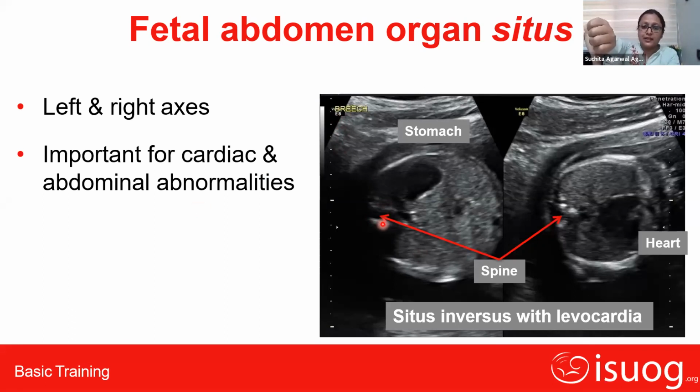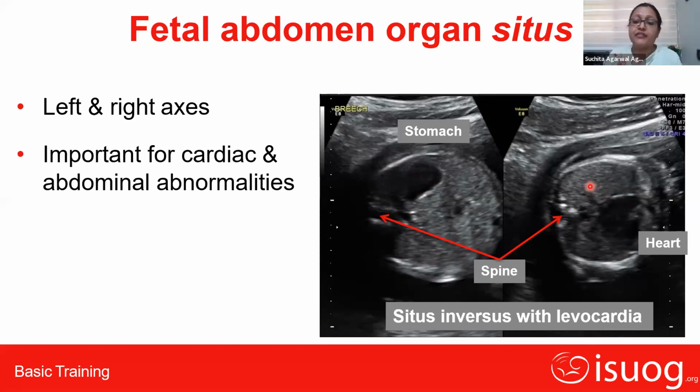So if it is maternal right, this is the left, so this lower part should be the left of the fetus. We have to establish the left side of the fetus. But what do I find? I find the heart here, but I don't find the stomach here. Instead, the stomach is on the top. So it is a case of situs inversus. The stomach is on the opposite side with levocardia. The heart is on the left side, but the stomach is on the opposite side.